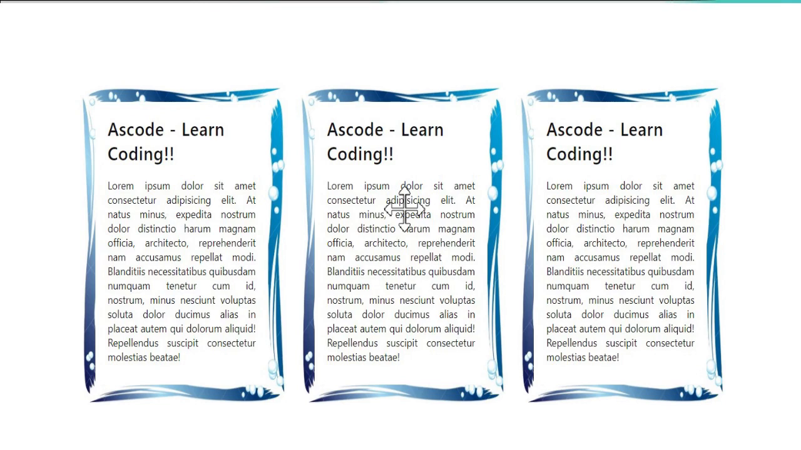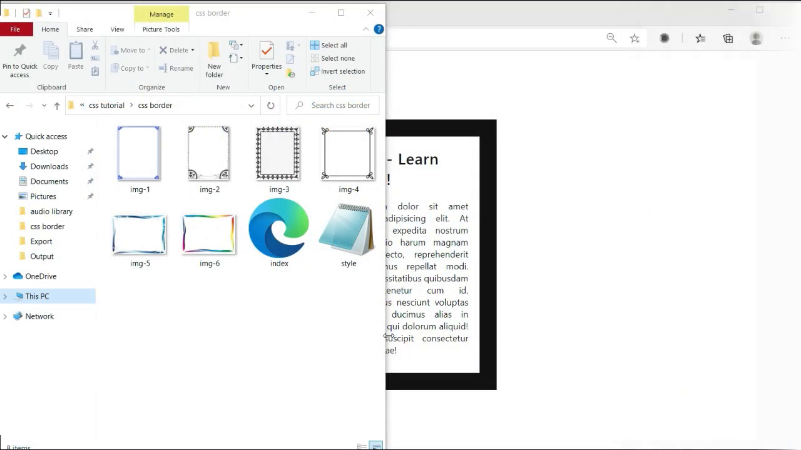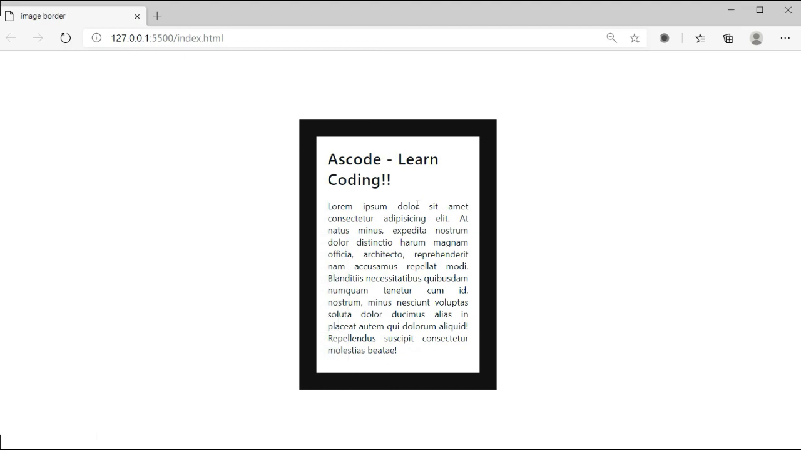Good. In this video we are going to learn how we can add an image border in a card. You can see in this folder I have some images, an index.html file and a style.css file. So I made a simple basic card here. You can see this is the card title, this is the card details, and this is the card border. So this is the basic border.